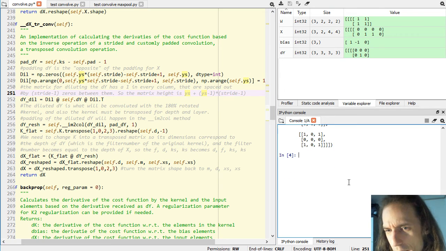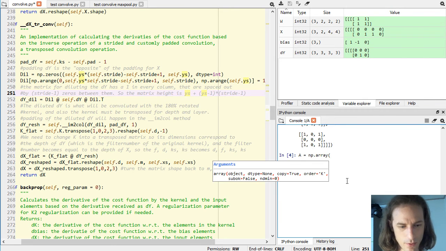And then let's try this. How will the dilution matrix look like? So let me just make a very simple demonstration of what really happens here. So I'm going to make an A matrix, which is in NumPy, and this should be NumPy. No, it's just an array. Let's just make an array.